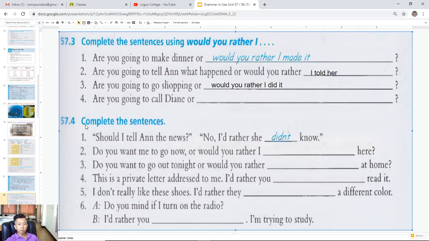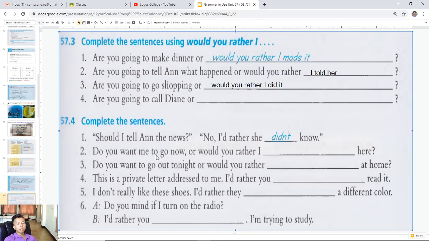Exercise 57.4. They want you to complete the sentences. Okay. Should I tell Anne the news? No, I'd rather she didn't know. Right? I'd rather she not know. I prefer that she not know. I'd rather she didn't know. Right? We must use the past tense here because there's a pronoun after rather.